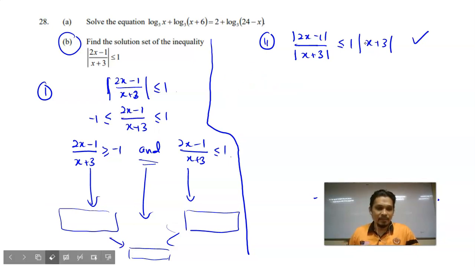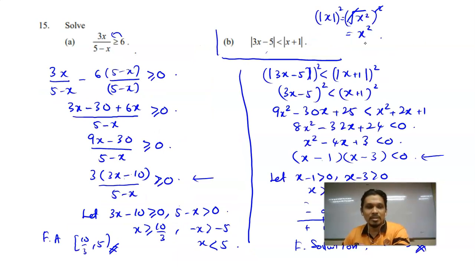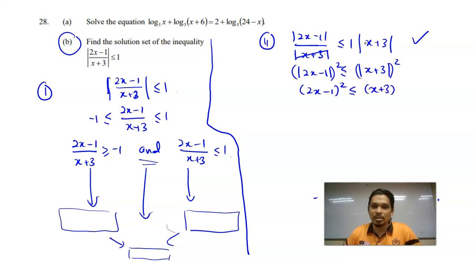Now, if that's so, then cross multiply here, we get 2x minus 1 less than or equal to x plus 3. Then we square left and right, same as the previous question. Inequalities, but with absolute values left and right, so we square both left and right. Then you come up with 2x minus 1 squared less than or equal to x plus 3 squared.